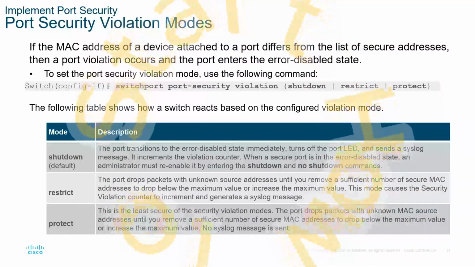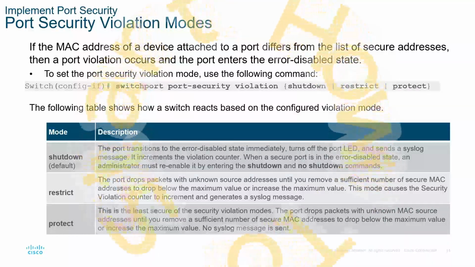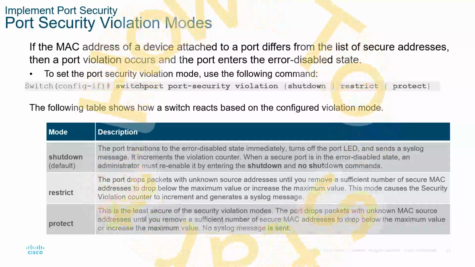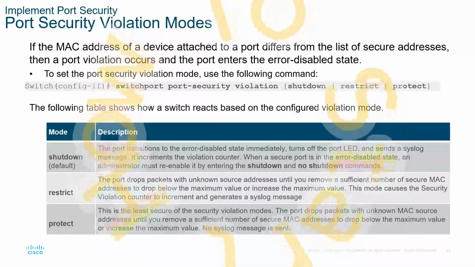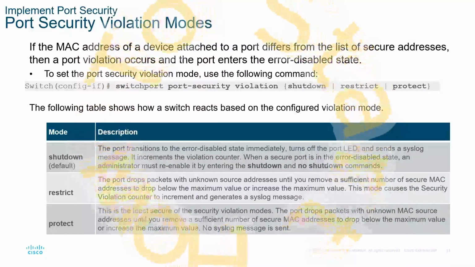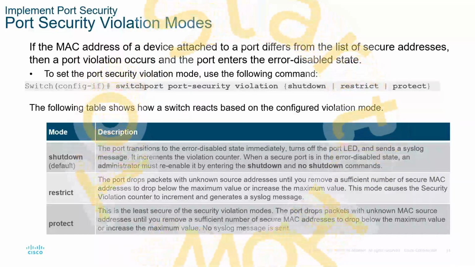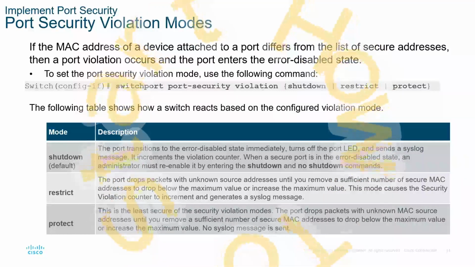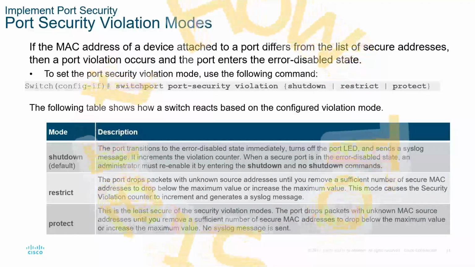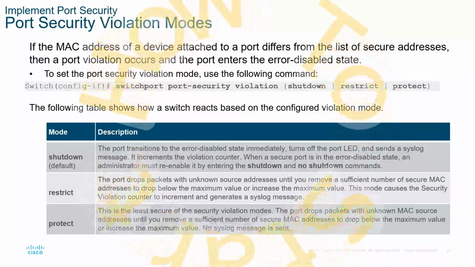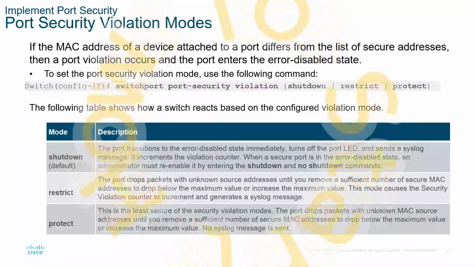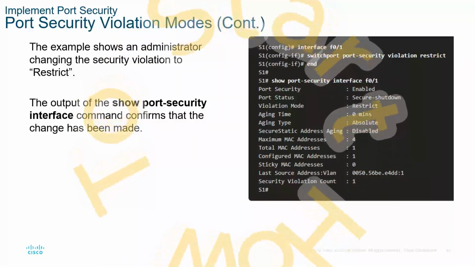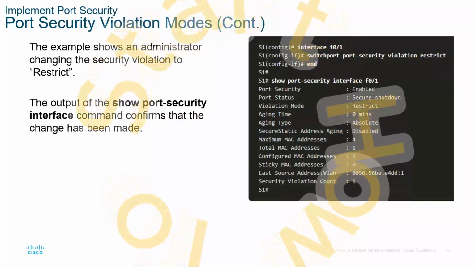Protect is the least secure mode, and basically it does the same thing as restrict, except it doesn't log anything. With restrict, it logs the violation, it logs the violation counter, it also generates system log messages, and so forth. Error disabled state is the state that's a shutdown and it turns off the port. I brought that up because we have to go over the different states.